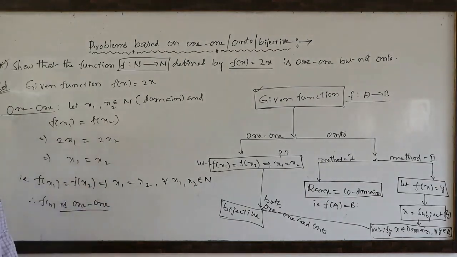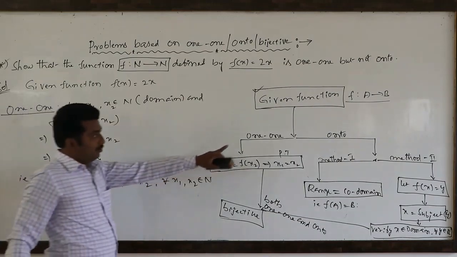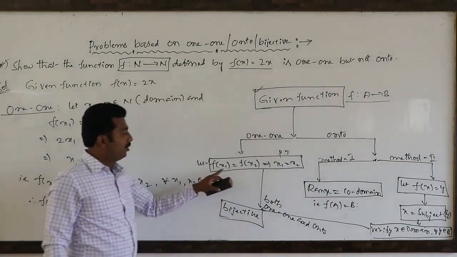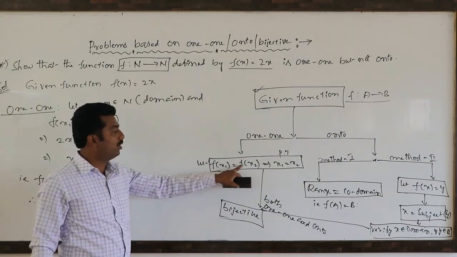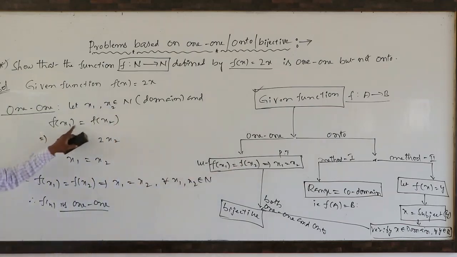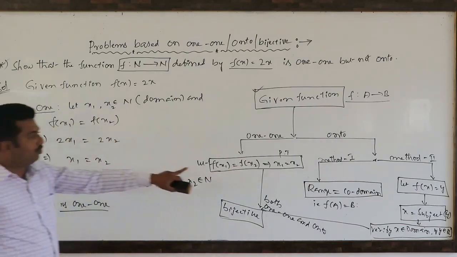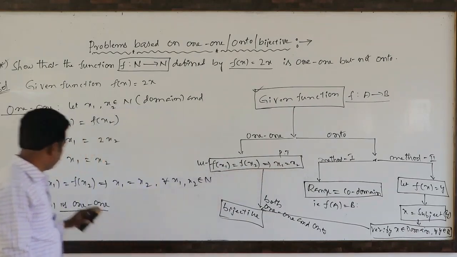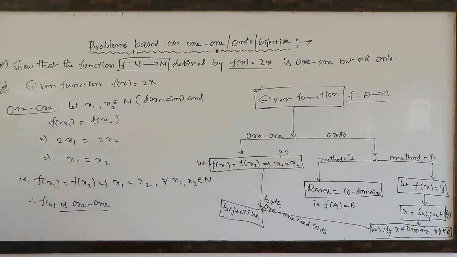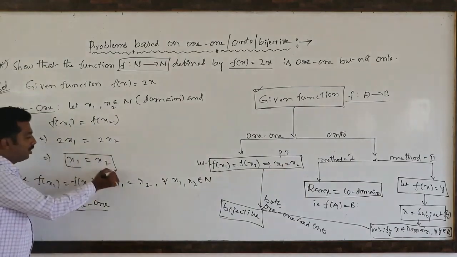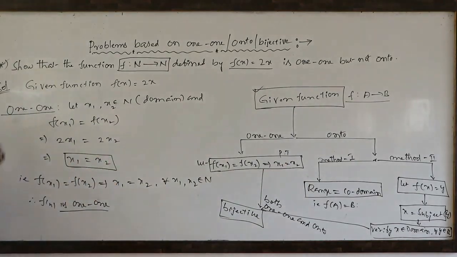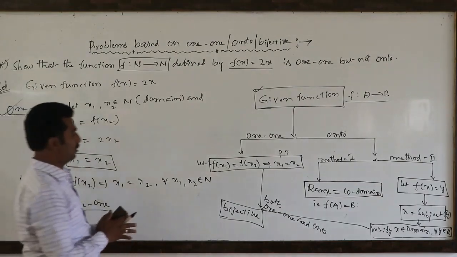So this is the algorithm. To prove 1-1, we assume f of x1 equal to f of x2, and we have to prove x1 equal to x2. We proved x1 equal to x2. Suppose x1 is not equal to x2, then it is not a 1-1 function. So in this case f is a 1-1 function.